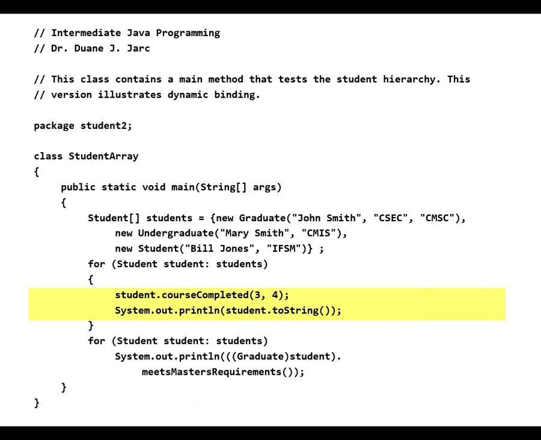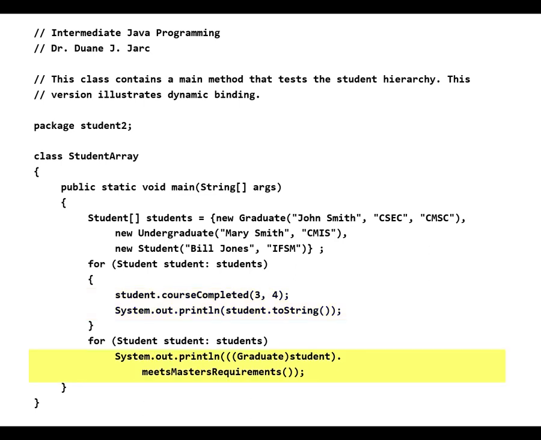Inside the loop, we call the course completed method to indicate that the student completed a 3-credit-hour course with an A. Next, we display the student object with a call to the toString method. Although including the toString was unnecessary because it would have been called regardless, we added it for emphasis because it is the call to this method that involves the dynamic binding. The first time through the loop, the toString method of the graduate class will be called. The remaining 2 times, the one from student will be called.